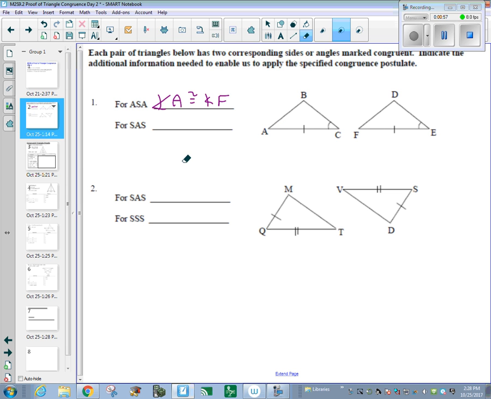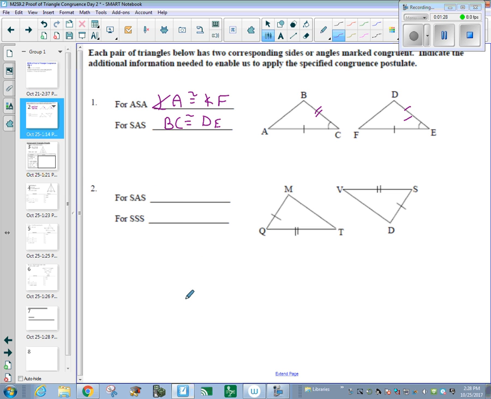For the next one, for side, angle, side, in order to prove these triangles congruent by side, angle, side, well, I've got a side and angle, so I would need another side that wraps around it, and so that side would have to be these guys right here, and it would be BC is congruent to DE. All right, now we got another example down here, and I'd like you guys to try them on your own before I continue on with these.